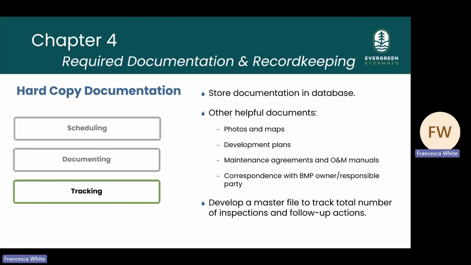Tracking all of your inspections and maintenance activities with hard copy documentation is done by storing these in some type of database. This may even include just a file on your computer or server for each BMP. You're going to want to obviously include the inspection results and required maintenance activities, but other helpful documents to keep with each BMP are photos and maps, any development plans, any maintenance agreements or O&M manuals.